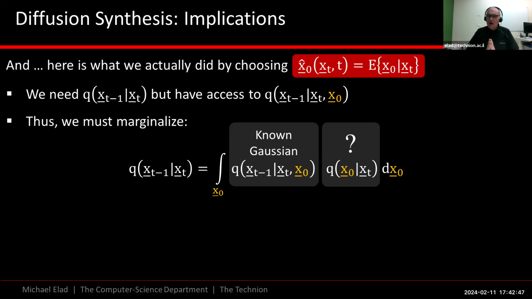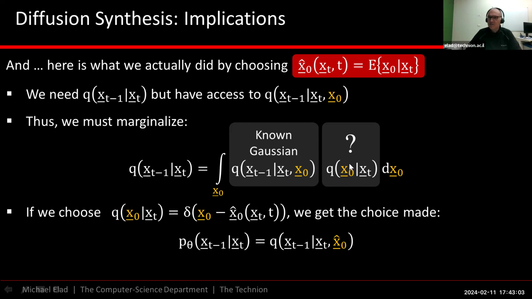Can we assume that? If I'm giving you a noisy image, is there only one way of cleaning it up and saying this is the result, there is no uncertainty here? Could it be? The answer is no, of course not. And yet, here is what we actually did. We assumed that this is a delta function. We assume that this is a delta function around the denoised result.